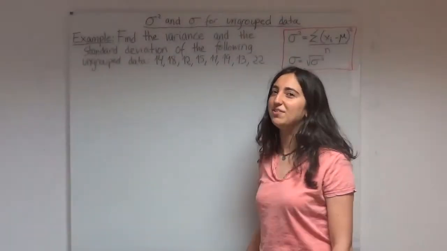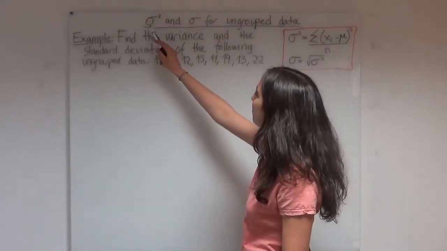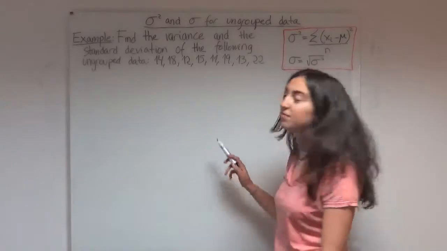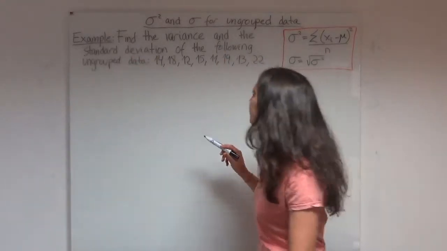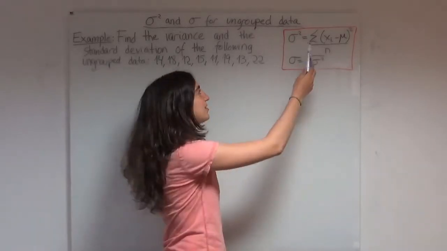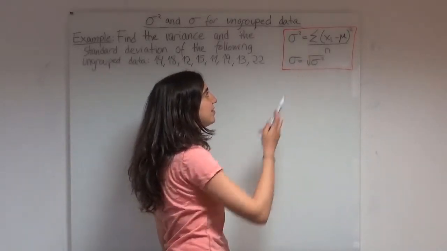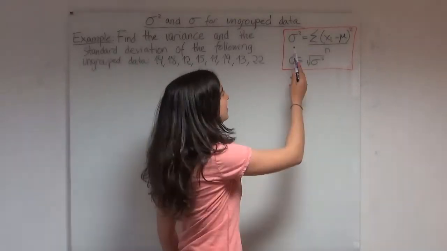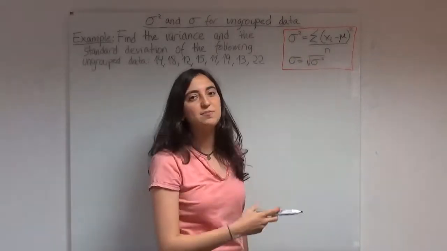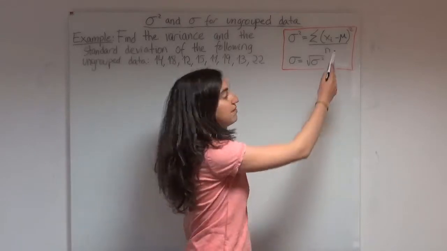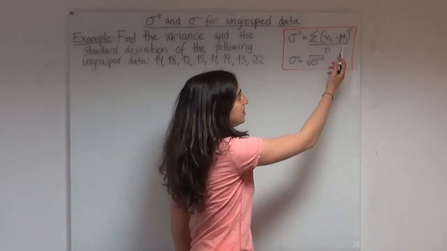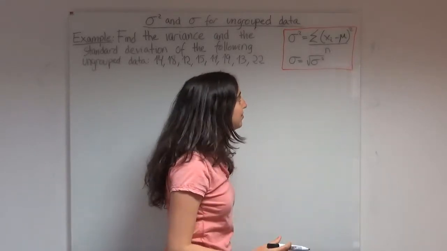Hi, so today we will be looking at how to find the value of the variance and the standard deviation for ungrouped data. And we have an example here, but first we're going to be looking at these formulas for finding the variance and the standard deviation. So the variance is denoted as sigma squared and is basically how much every value that you have deviates from the mean, which is denoted as nu.